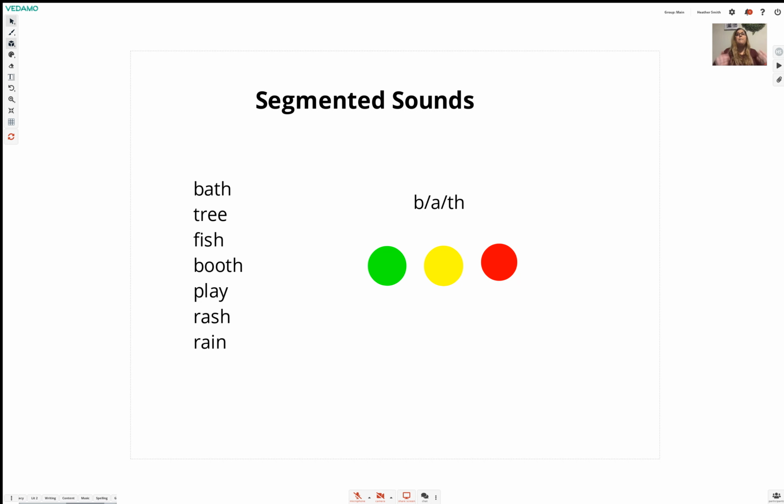So you're going to say the word bath. Well, how many sounds do you hear? Most of these ones should be 3. There might be 4 or 5 letters, so they should be 3 sounds because TH together is 1 sound. Okay. So these are the words today that we are breaking down the segmented sounds.